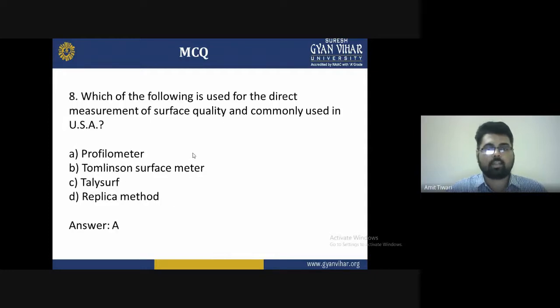Eighth question: which of the following is used for the direct measurement of surface roughness and commonly used in the USA? A is profilometer, B is Tomlinson surface meter, C is Taylor surfacer, and D is Rapigala method. The correct answer is A, profilometer.